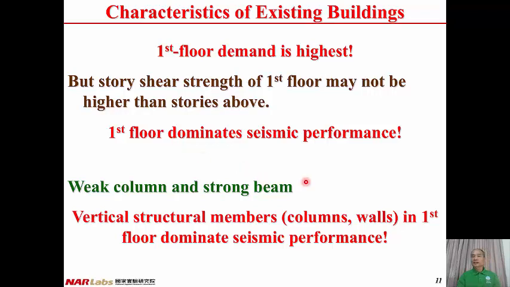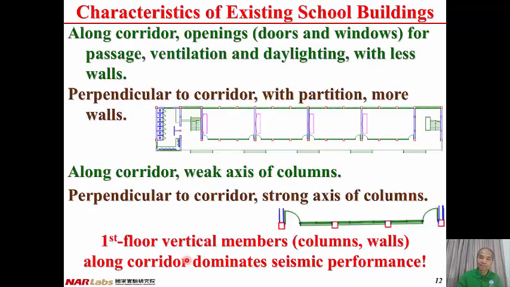Another characteristic of this existing building is that the beam is usually stronger than the column, so that we can come up with the conclusion that vertical structural members, including columns and walls, in the first floor dominate the seismic performance of the building.